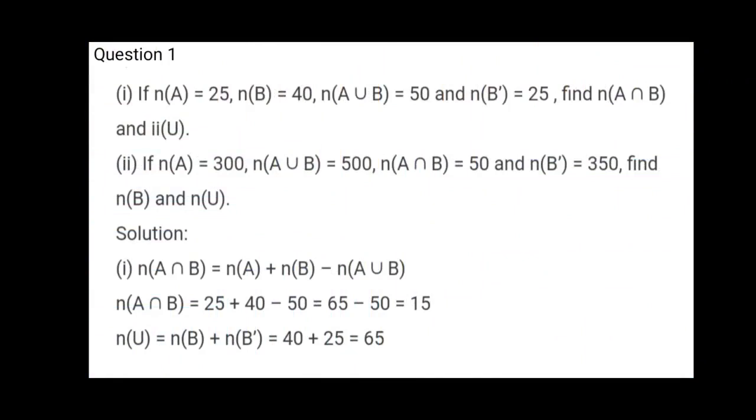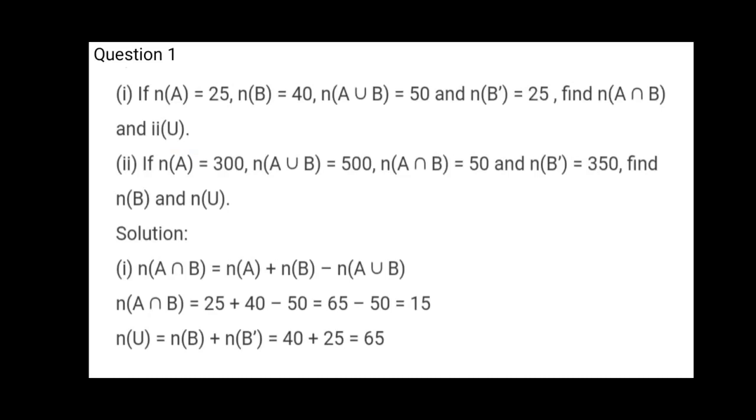Given n(A) = 25, n(B) = 40, n(A union B) = 50, n(B') = 25, find n(A intersection B) and n(U).